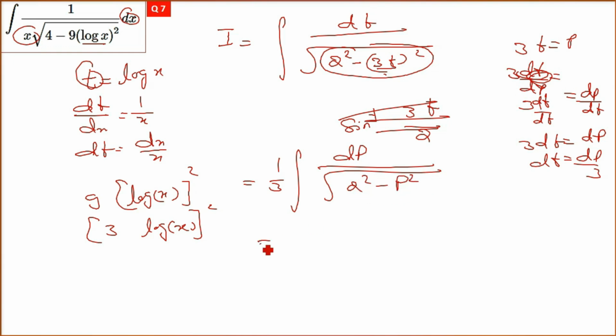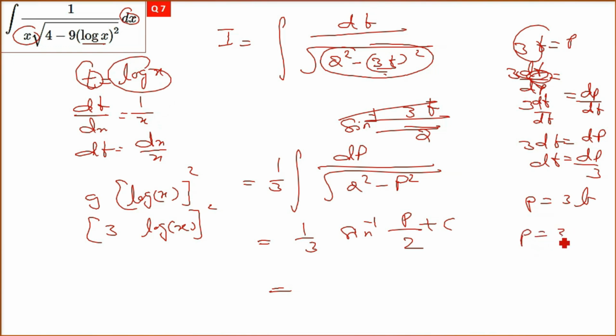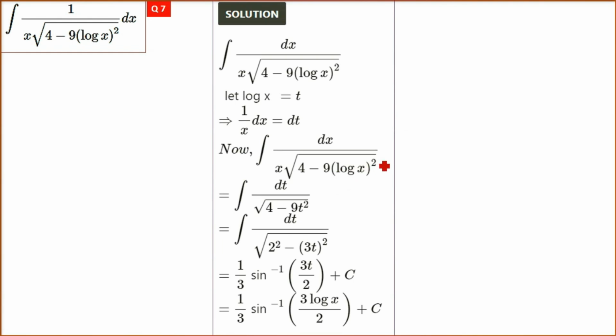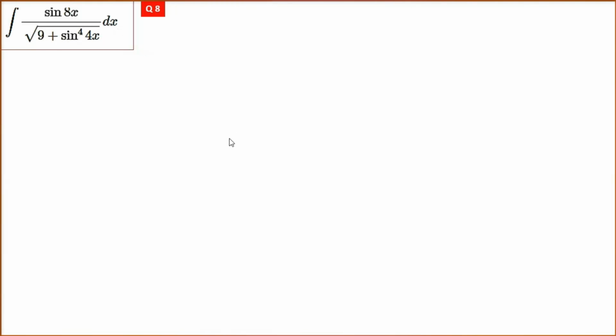Now you can apply the formula sine inverse x by a directly: p by 2 here, 1 by 3 here, plus constant of integration. What is p here? P is 3t, and what was t? T was log x. So p equals 3 log x. So 1 by 3 sine inverse 3 log x divided by 2 plus constant of integration. That's your final answer. So this is the way you are going to go about it. There are multiple ways, and the better way is to write this 3 log x equals to t. We will take this in the next discussion. Till then, thank you so much and have a good one.